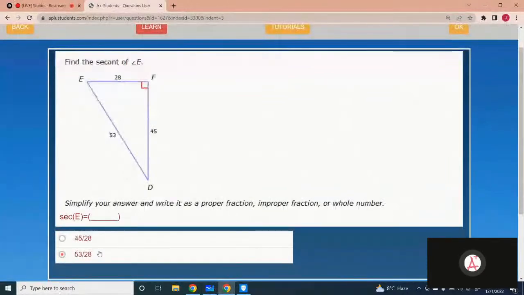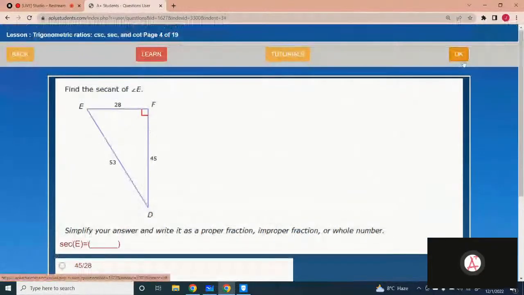Secant of angle E is hypotenuse divided by adjacent. The hypotenuse is the same for all the angles, so it would be 53. Adjacent is the side that is connected to the angle, so according to angle E, it would be 28. So it is 53 over 28. Got it? Just select the correct option and then click on the OK button.